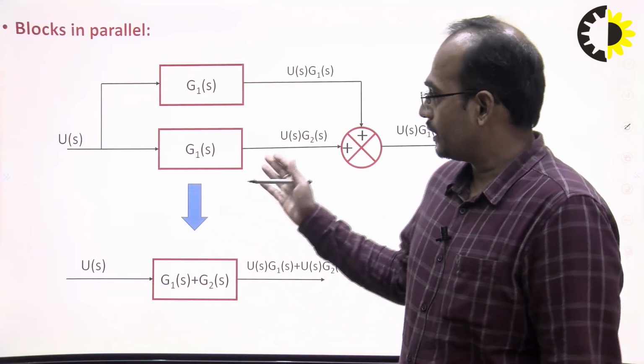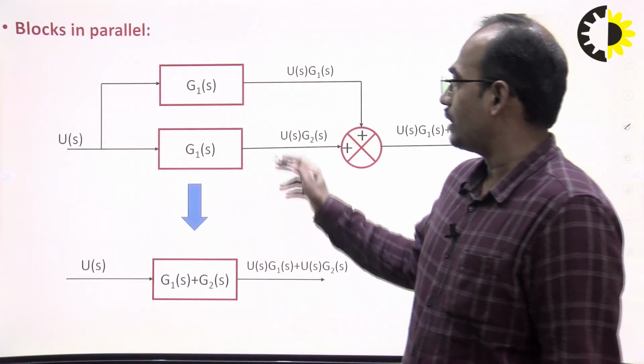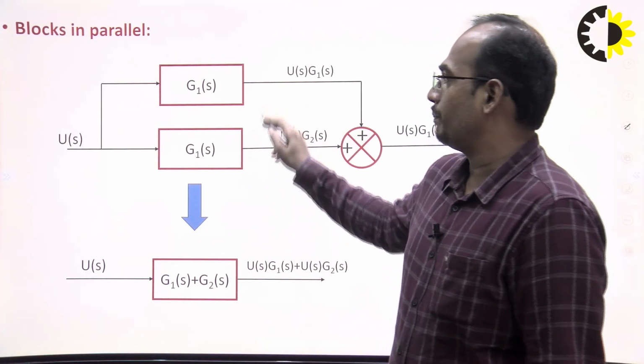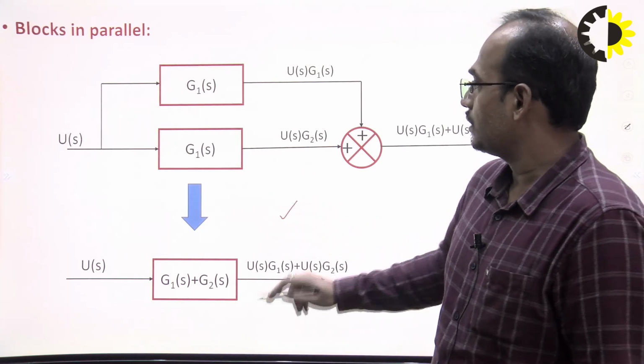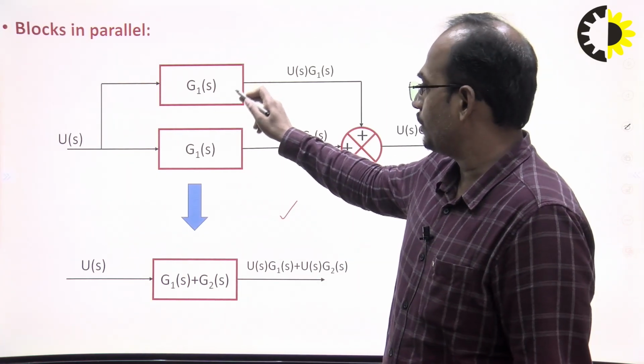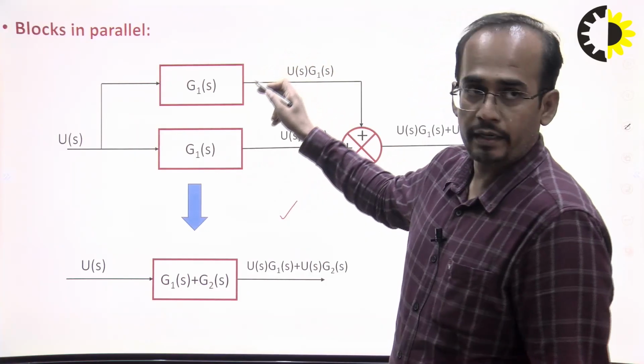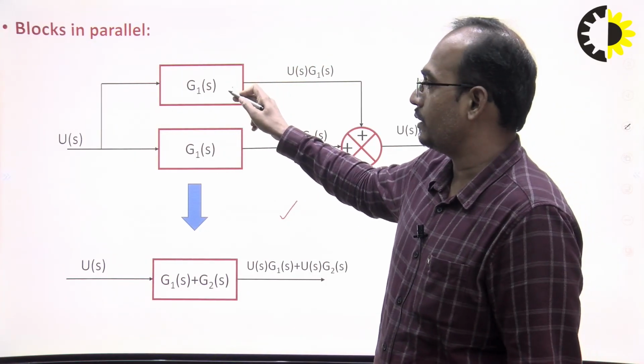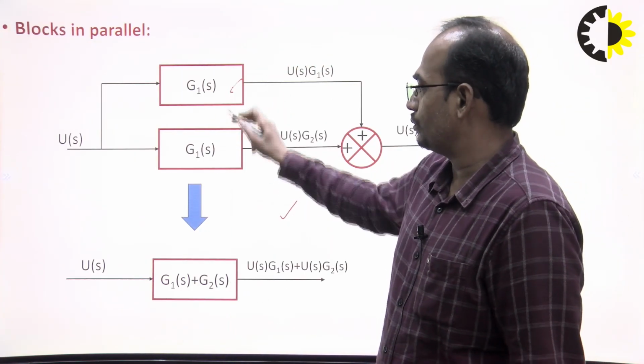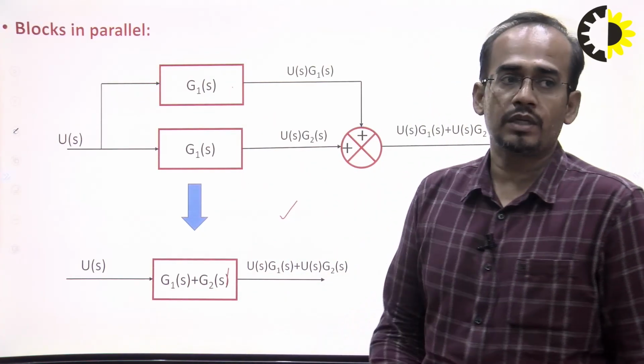If the blocks are connected in parallel, then you can reduce the parallel connection by this. The resultant gain for this block diagram will be the gain of block 1 and the gain of block 2. So the resultant gain will be G1 plus G2(s).